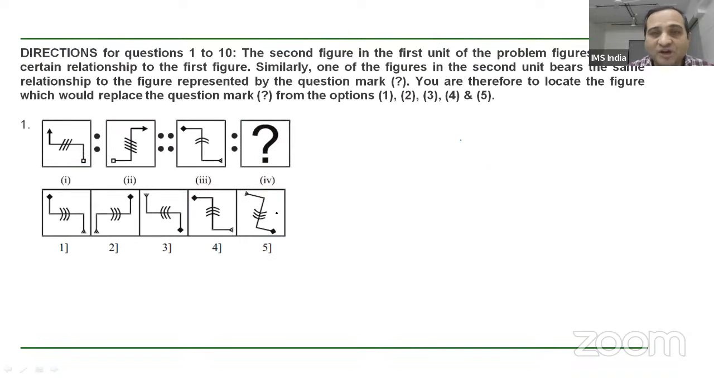So for the first 10 questions, they are basically analogy based. What I would suggest you to do is read the direction and try solving this question. I'll give you a couple of minutes for every question that we are going to solve today. Okay. So I give you a couple of minutes and then I will explain the question. Come on, let's start solving the first question.